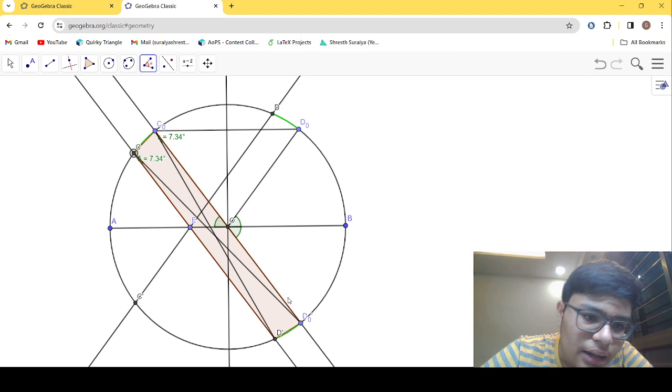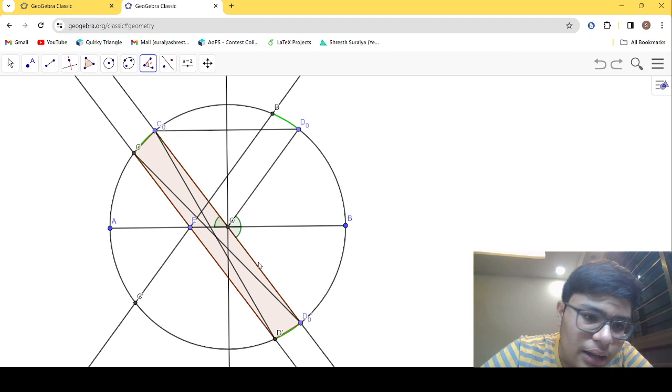And as you know, C D dash and C naught D naught dash are parallel, so angle C naught D naught dash C is also 7.34 degrees, which is the same angle. That basically means that C naught D dash and D naught dash extend the same angles on the circumference, so hence the arcs are equal.